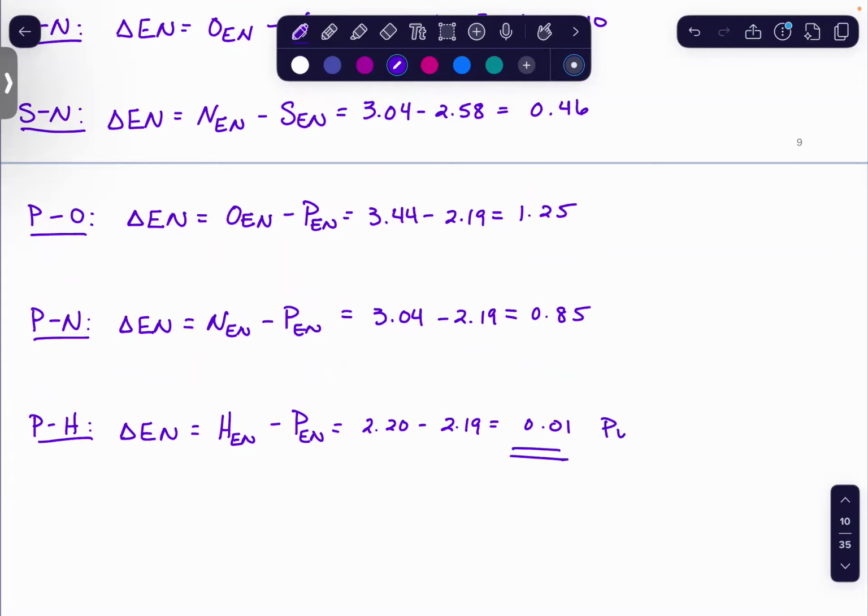So this is the purest covalent bond. That one has the most even electron sharing. And then here, our phosphorus oxygen bond is the most polar. Okay, so yeah, we could really use the activity numbers to start to figure out what's going on with the bond.